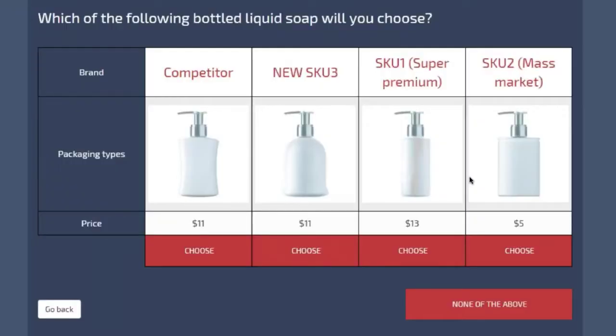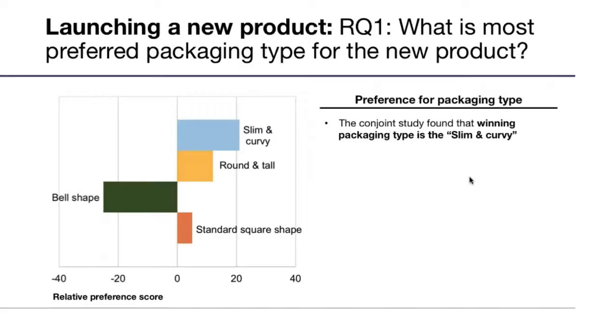What we get in the end is a survey like this, which respondents would go through. So they would go through several questions where they would see your brand or SKU, the packaging and the price point that it is offered at, and make a choice. It allows us to answer all the 3 questions that we asked upfront. What is the most preferred packaging type for the new product? That's the relative preference score, an output that we just reviewed a minute ago. Here, slim and curvy is the most preferred packaging type.